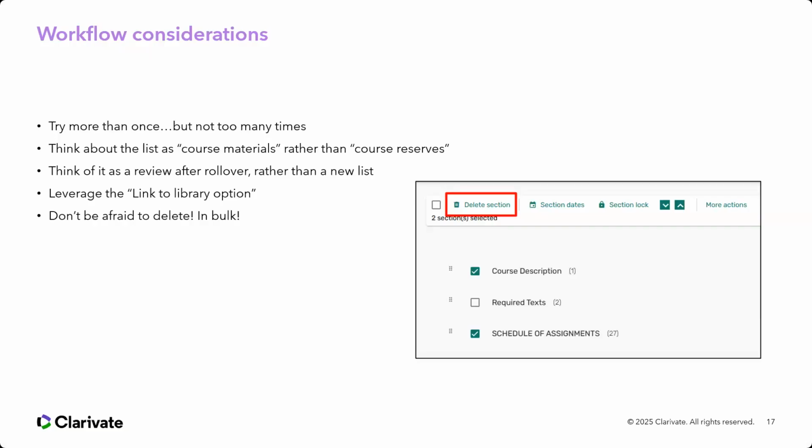I have seen situations with the Syllabus Assistant where you try the file once and it doesn't work, and you try it a second time and it does work. Or you try the file once and it gets 10 of the 50 citations, and you try it a second time and it gets all 50. So I have seen some variation here, but I also have this: don't try it too many times.